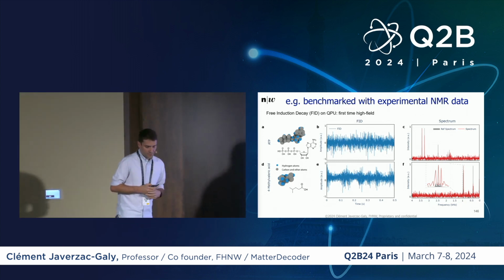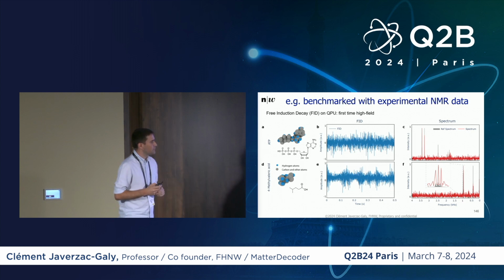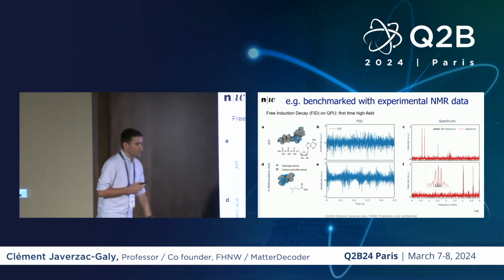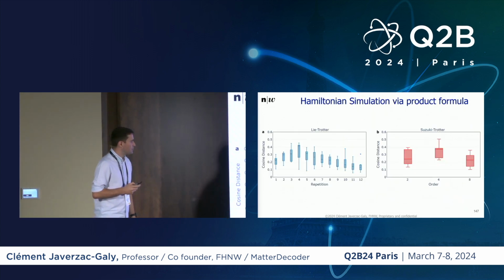This is very positive in terms of being able to run these simulations on a QPU. And to our knowledge, this is also the first simulation carried out for high field NMR on QPUs. Now, in terms of the Hamiltonian simulation, we looked a bit at the product formula to be used.